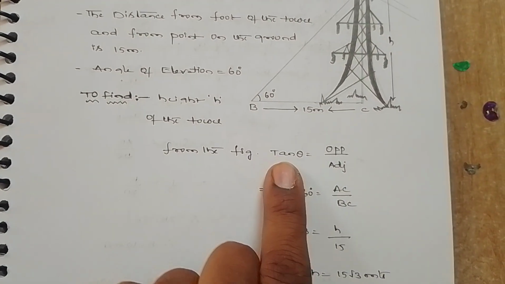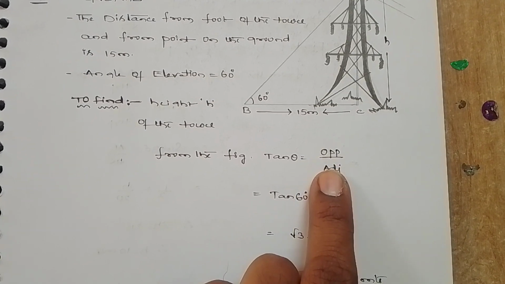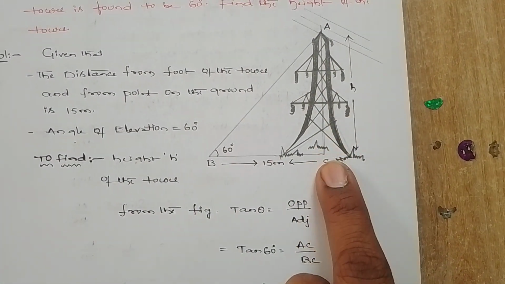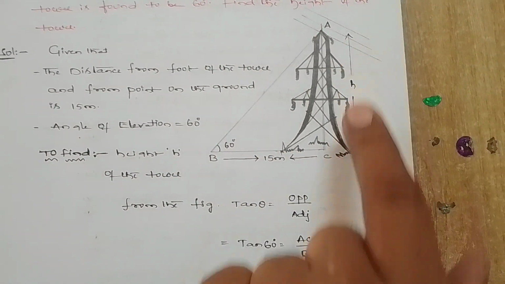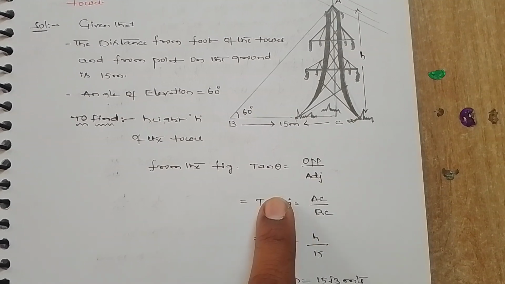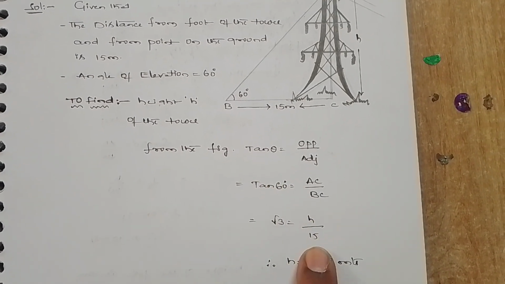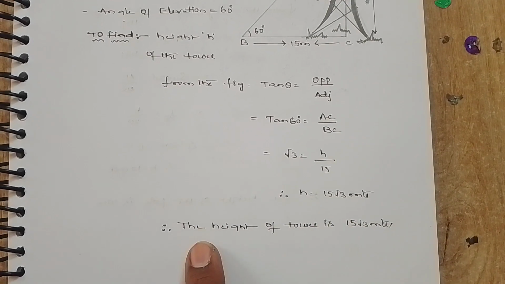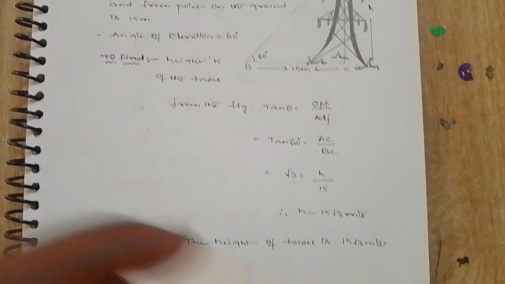From the figure, tan theta equals opposite by adjacent side, right? So what is the opposite side from this? AC is the opposite side, BC is the adjacent side. AC we need to find, that is the H value, H here. Substitute the values. Tan 60 is root 3, BC is 15, that is given. Therefore, H equals 15 root 3 meters. Therefore, the height of the tower is 15 root 3 meters.